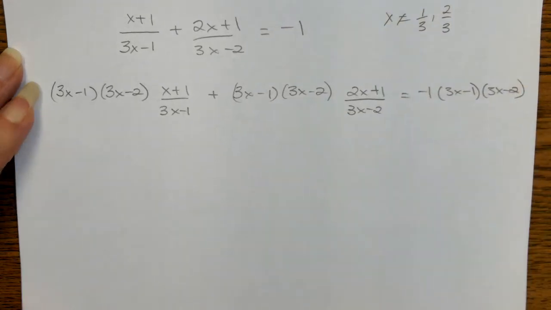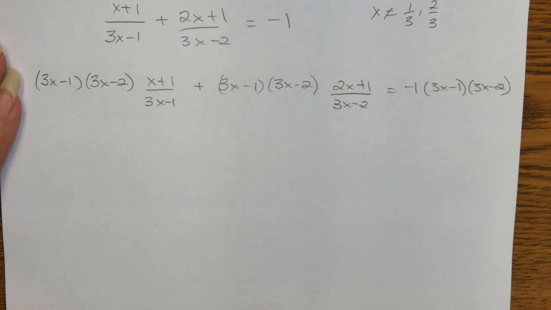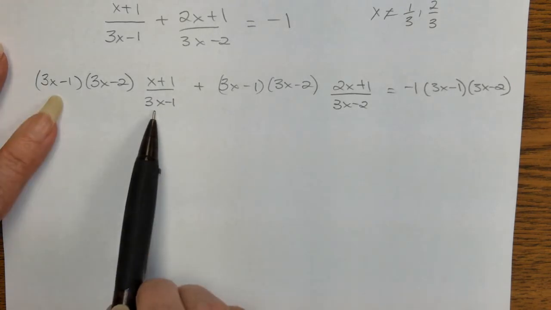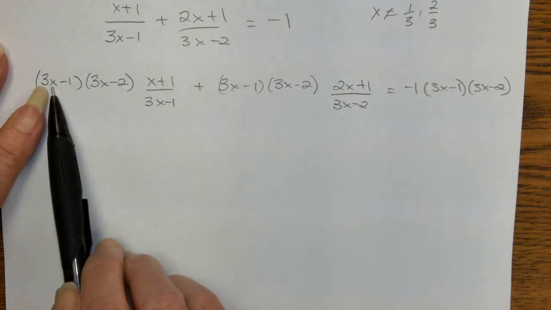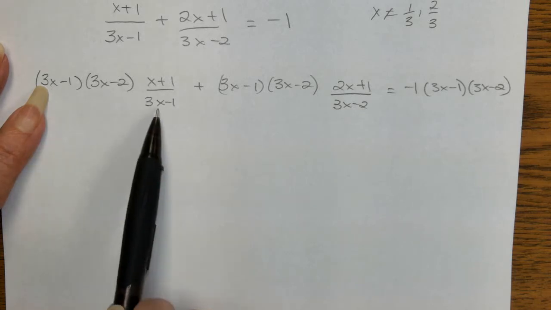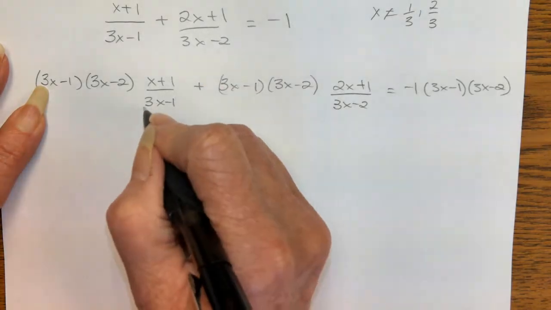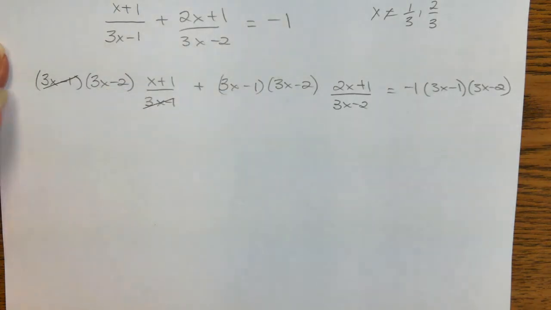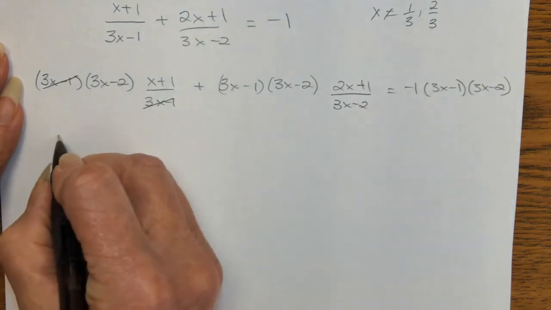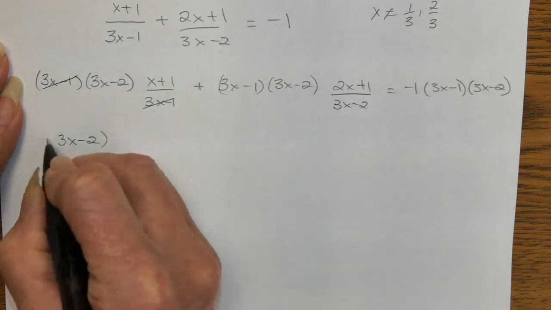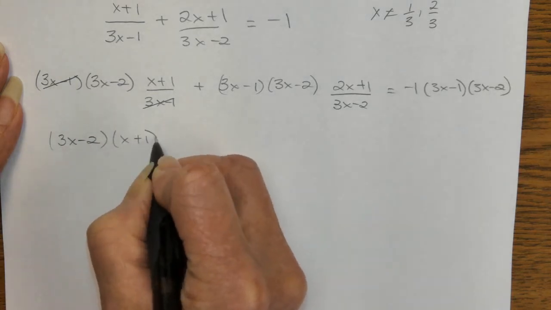And now we're ready to start getting rid of some of those denominators. If you notice with this first one, we have a factor of 3x minus 1 both in the numerator and in the denominator of this fraction. That means that they cancel out. They divide out to be 1. And I'm just left with 3x minus 2 times x plus 1.